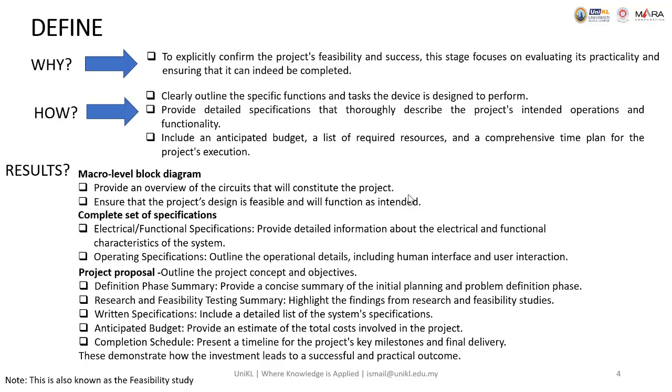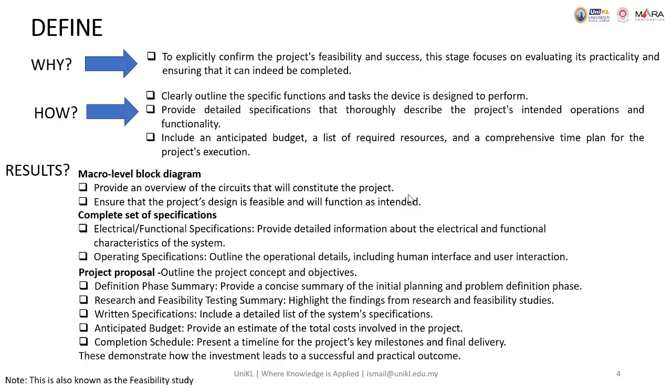So how to conduct it? Clearly outline the specific function and task the device is designed to perform. For example, later we will talk about the humidity and temperature display. Provide detailed specifications that thoroughly describe the project's intended operations and functionality. Actually, this is what we call the final test later. Include an anticipated budget, a list of required resources, and a comprehensive time plan for the project's execution. So only these three actually: one, clearly outline specific functions; two, provide detailed specifications; three, include anticipated budget, list of required resources, and comprehensive time plan for the project execution.